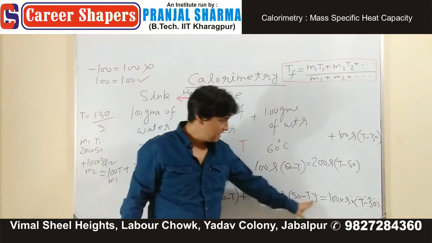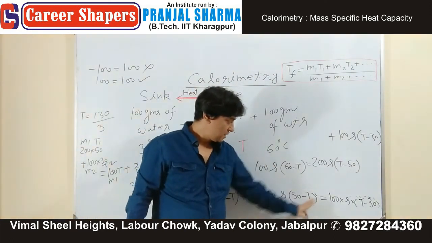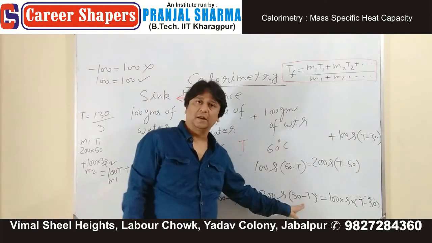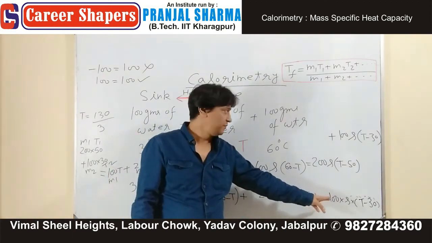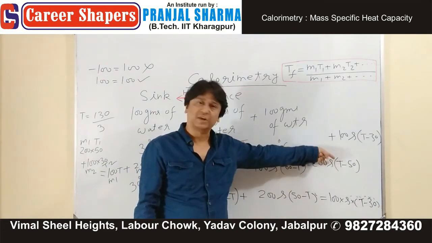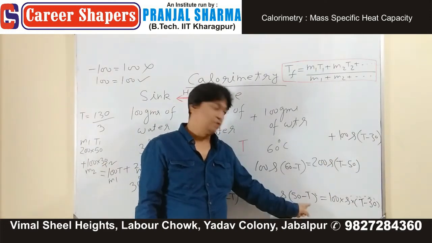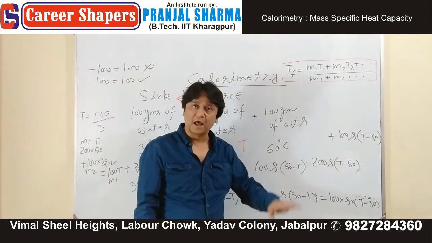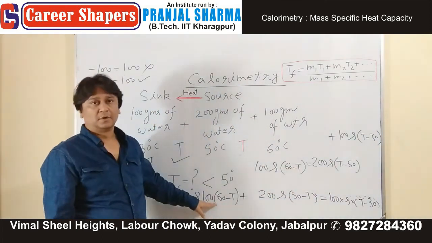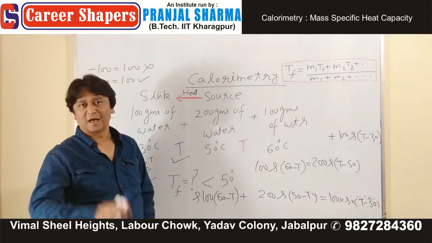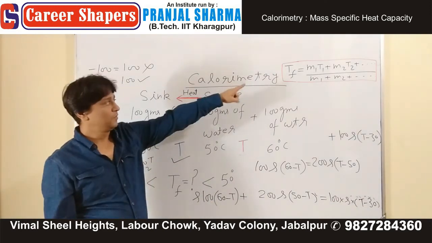What is this? 50 minus T. If this 50 minus T were on the right instead of the left, what would we write? T minus 50. This is T minus 50. This is 50 minus T. But then I told you, you don't have to worry about this or this. If they ask you this question in any examination, go for that.